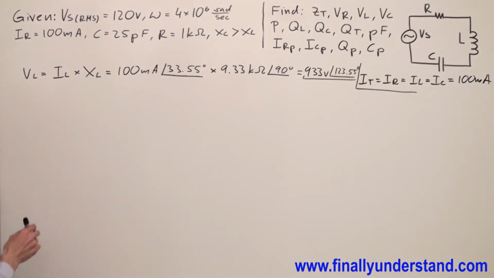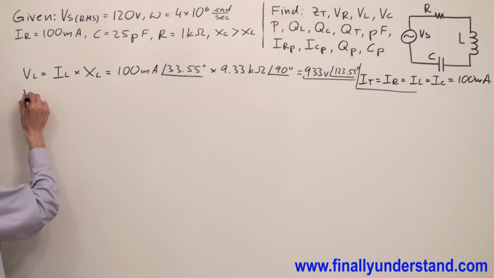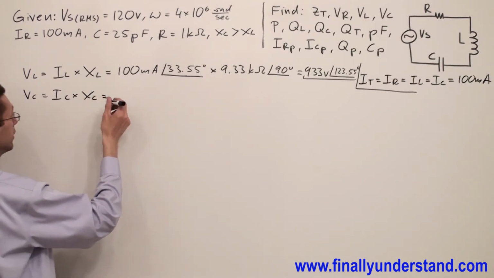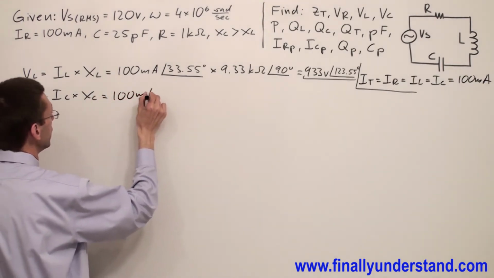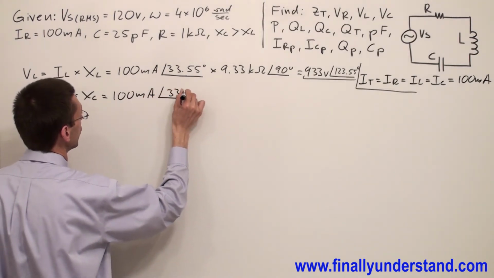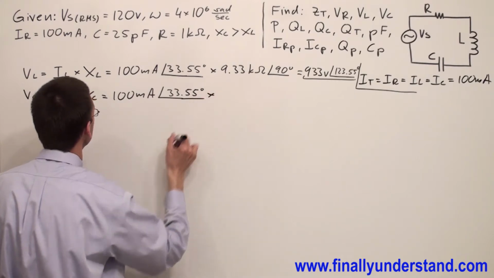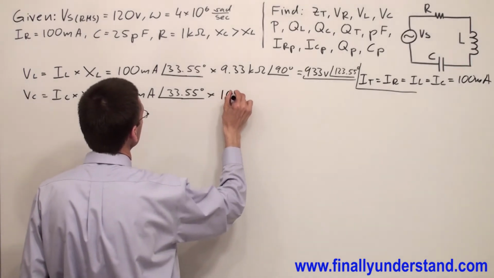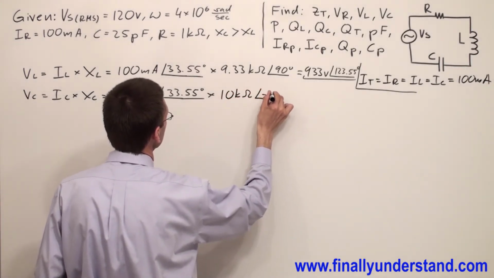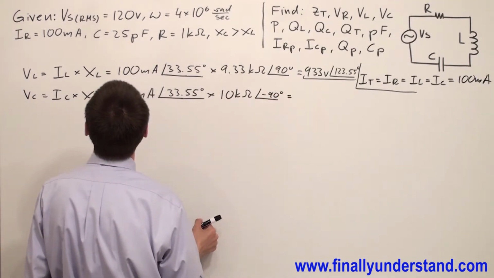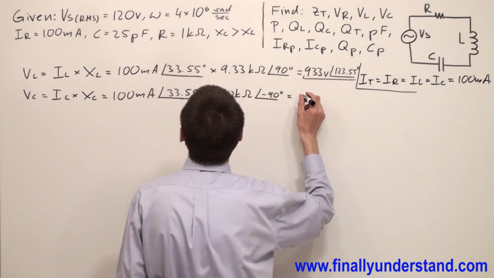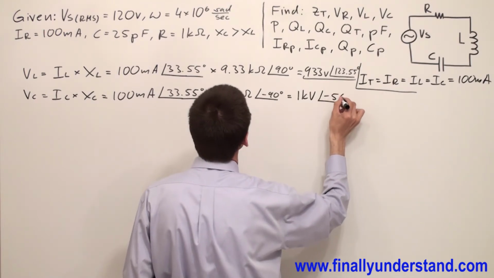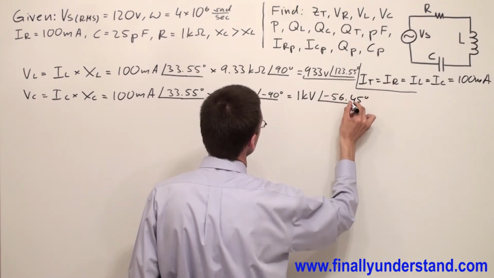Next, we're supposed to find the voltage across the capacitor. VC is equal to IC times X of C. Again, I have the same current, 100 milliamps and angle of 33.55 degrees, times X of C, which is equal to 10 kilo ohms and angle of negative 90 degrees. This is equal to 1 kilovolt and angle of negative 56.45 degrees.